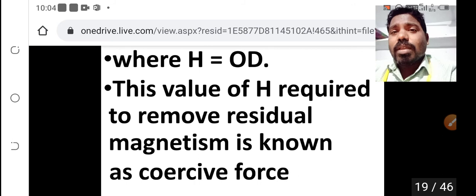That is the reason it is called a remanent property. Here, in the demagnetization process, the magnetic material must be converted into a demagnetized, non-magnetic form. For that, what activity do we perform here?